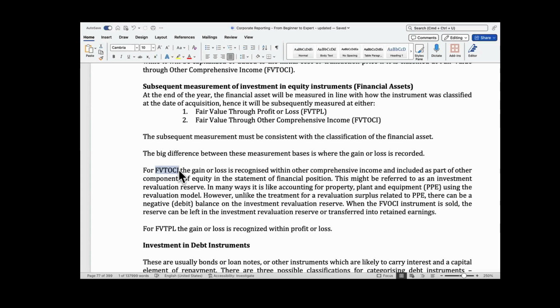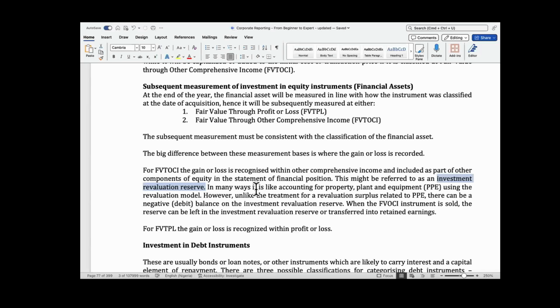So which means that eventually you transfer that gain to equity. You can call it an investment revaluation reserve. It's the same way you have revaluation surplus for PPE that you take to OCI. It's the same way for this too. So when you make a gain on your shares, that gain is an income that goes to OCI.